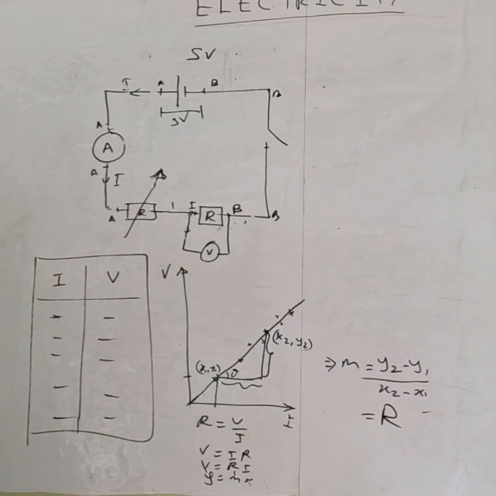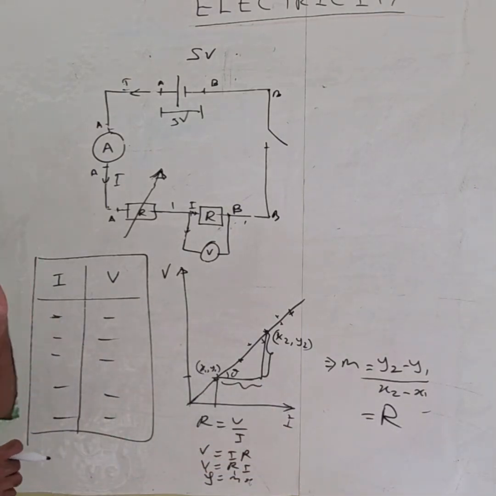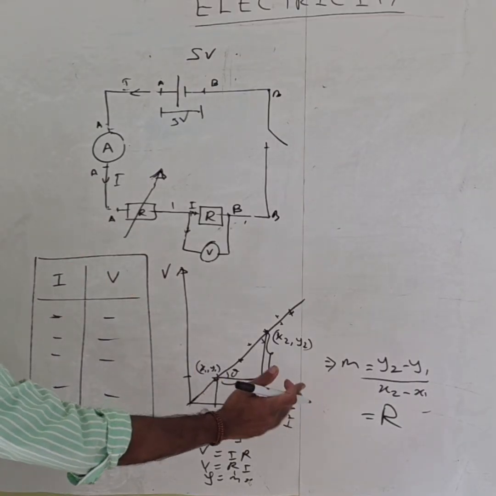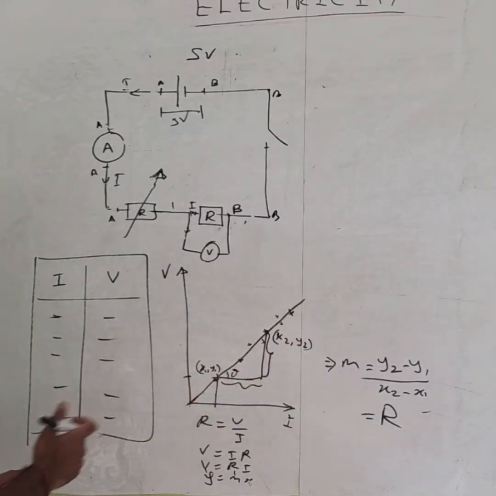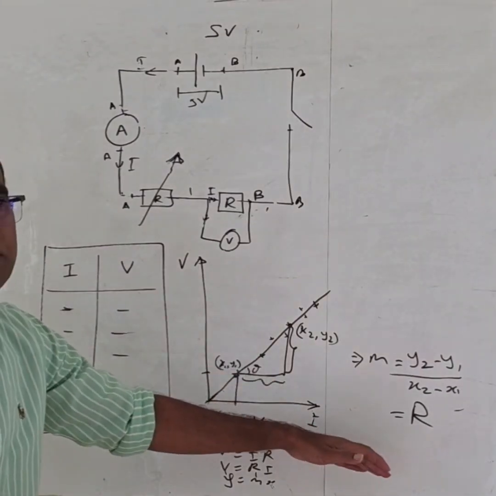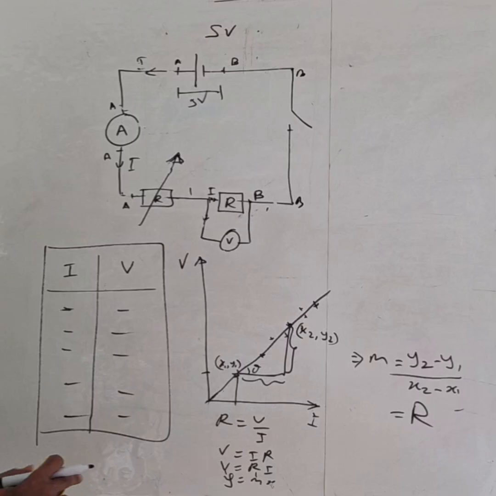So here, instead of finding the value of R with a single voltmeter reading and ammeter reading, we get lots of values, plot the graph, find the best match line, then find the gradient of this line to find the resistance. This is a better way than finding the value of resistance with a single measurement.